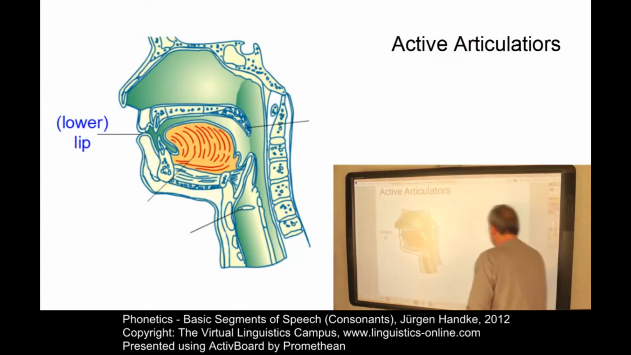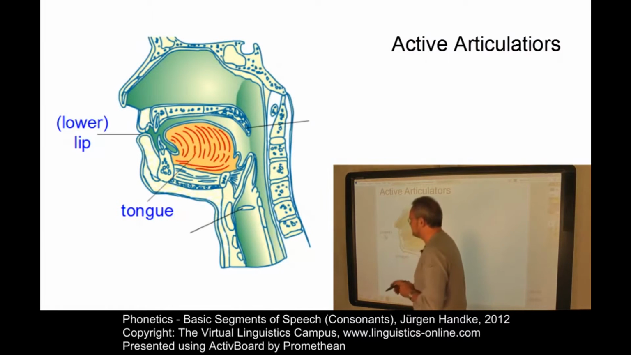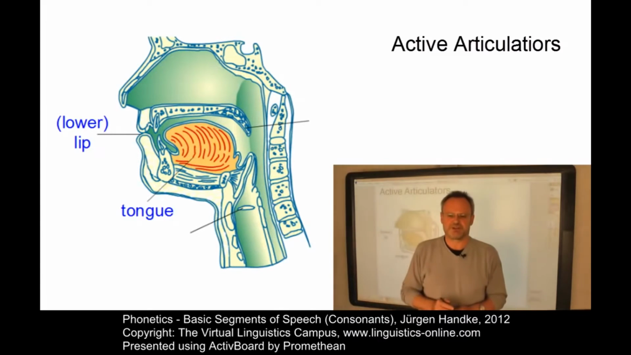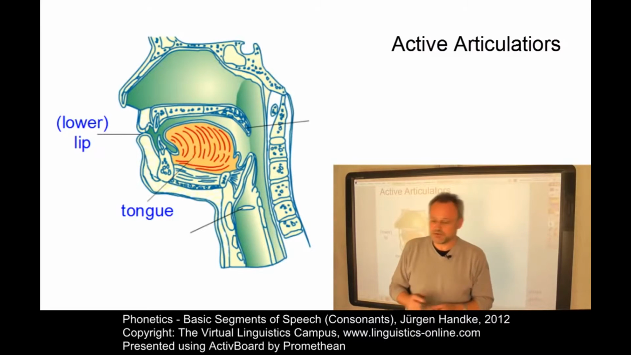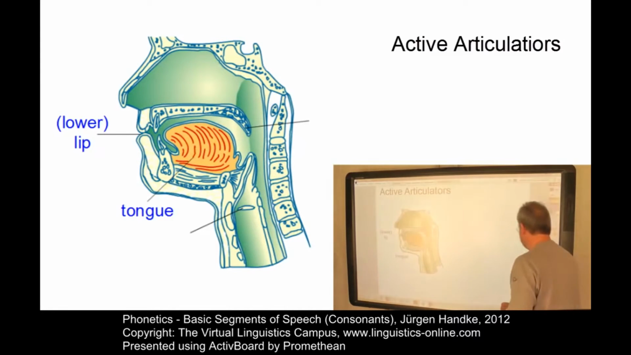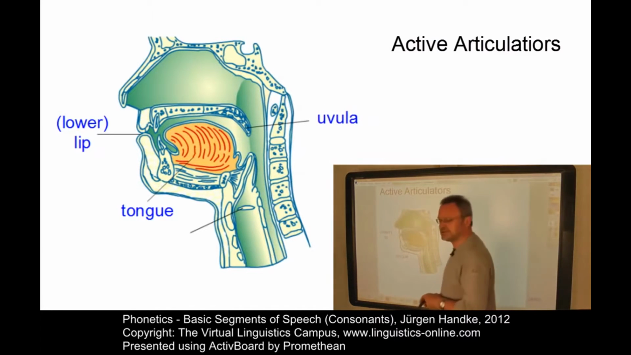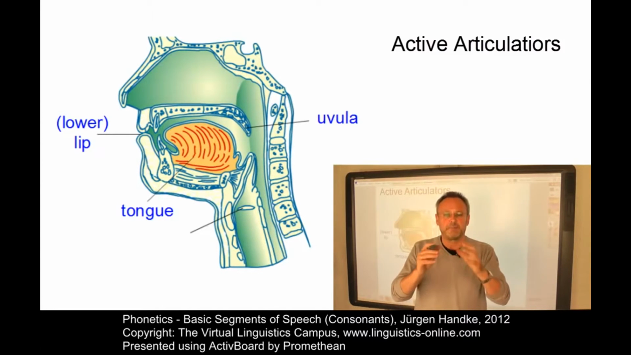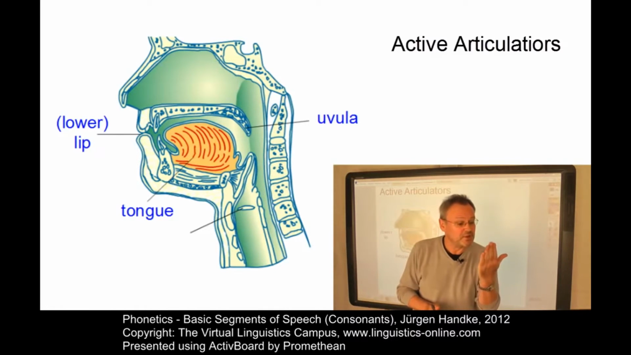Further active articulators are, of course, here the tongue. Now, of all mobile organs, the tongue is the most versatile. It is capable of adopting more shapes than any other vocal organ. It is involved in the production of all vowels and most consonants. Here we have the uvula, another active articulator. Now, the most noticeable feature of the velum is the uvula. That is an appendage that hangs down and is easily visible if you open your mouth and look into a mirror.